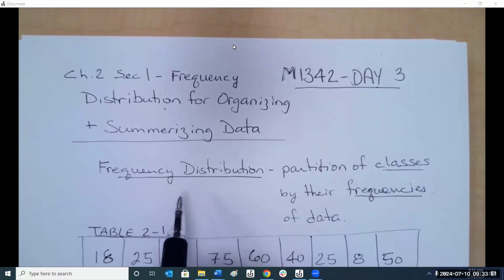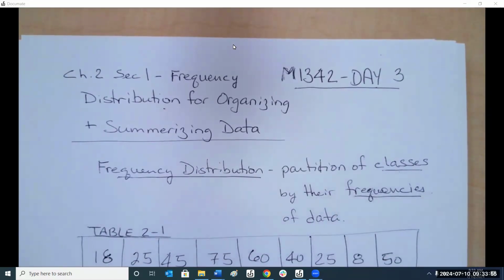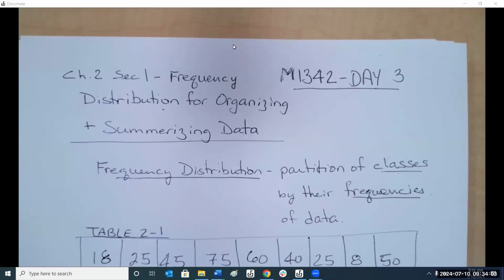A frequency distribution is a partition of classes by their frequencies of data, or the number of data in each class. We'll look at what that means in a second. So our first thing we do for this chapter, we're going to use this data set.